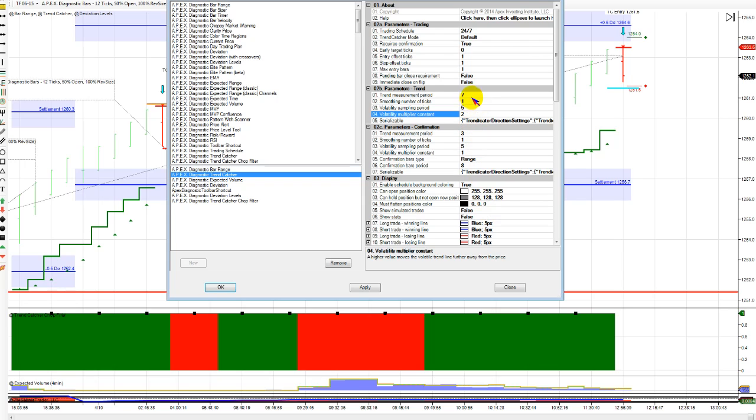Confirmation is false. And then use entry offset 1, stop offset 1, max entry bars 1, trend measurement period 7, 1, 5, 2. 9 is another option. If you go with 9, you're probably going to want to make your chop filter like 18. Okay? And since we're not using the confirmation indicator, we're turning confirmation to false. You don't need a separate confirmation chart. You don't need a separate confirmation indicator if you're using the chop filter method.